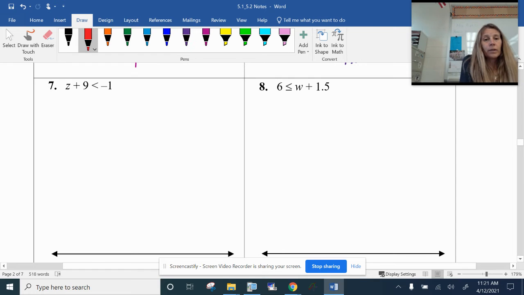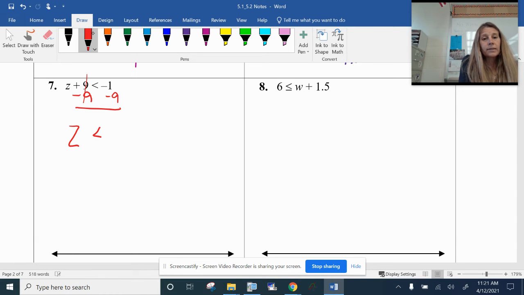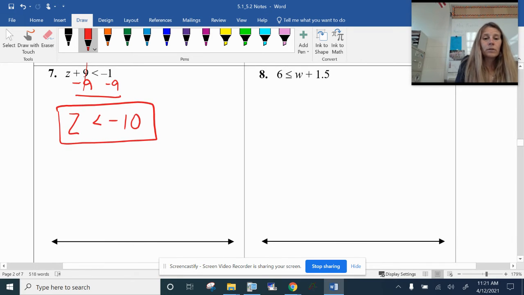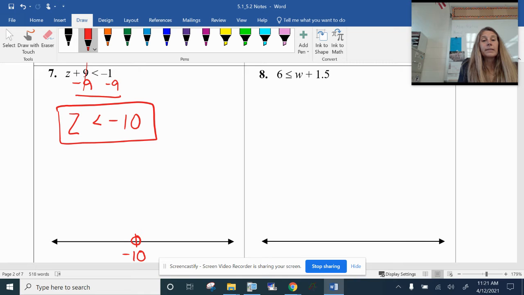Okay, the next one, I want to get that z by itself right where it is. So I'm going to move the 9 over by subtracting it. So I have z is less than negative 10. The negative 10 is going to go on my number line since that's my cutoff number. And I have an open circle there. And z is less than negative 10. And all the numbers that are less are always on the left.